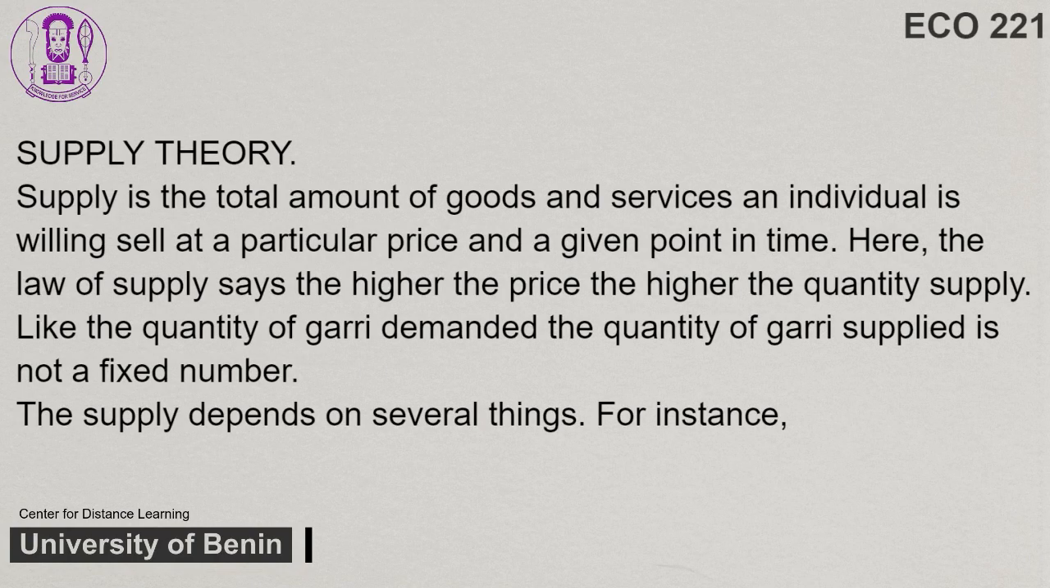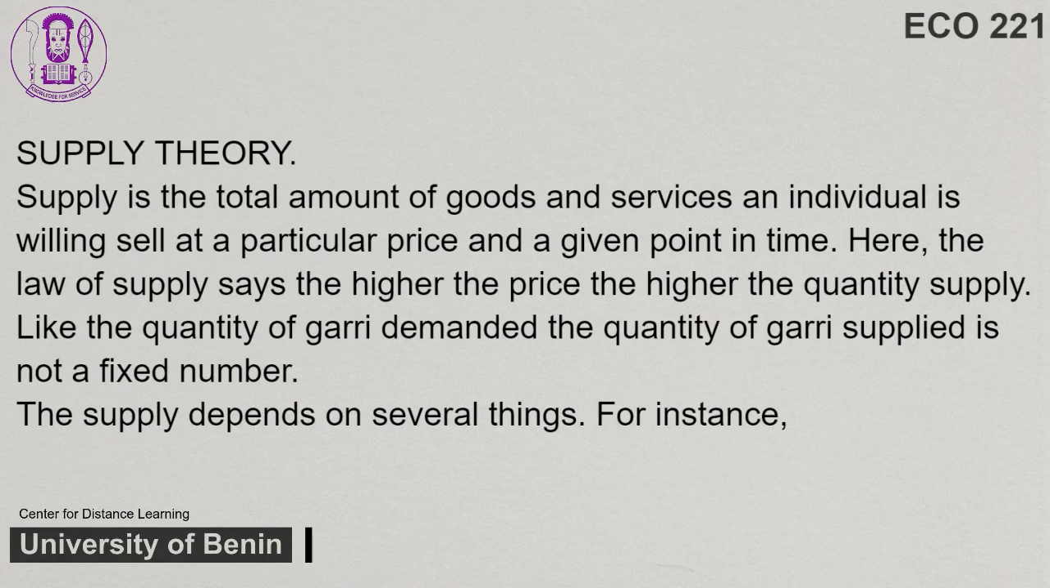Supply theory. Supply is the total amount of goods and services an individual is willing to sell at a particular price at a given point in time. Here, the law of supply says the higher the price, the higher the quantity supplied. Like the quantity of gari demanded, the quantity of gari supplied is not a fixed number. The supply depends on several things.